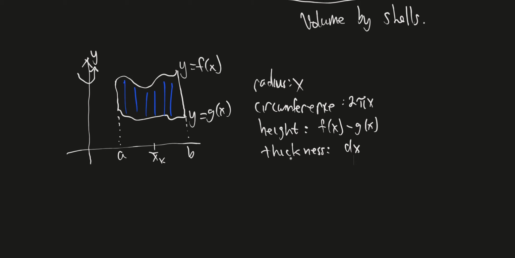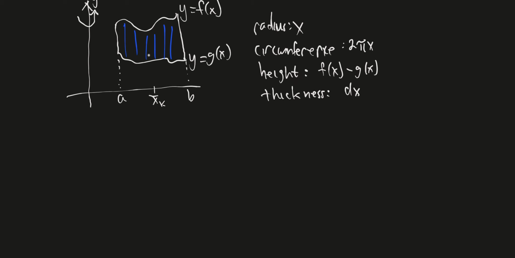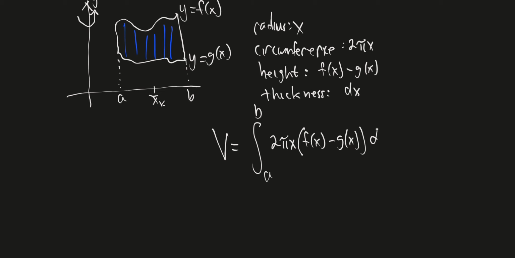So when you put all these pieces together, now if I take a region like this and revolve it around the y-axis, here is the formula. The limits, still a to b, we still have the circumference, and now the difference is the height is f of x minus g of x, and then times the thickness dx, right?